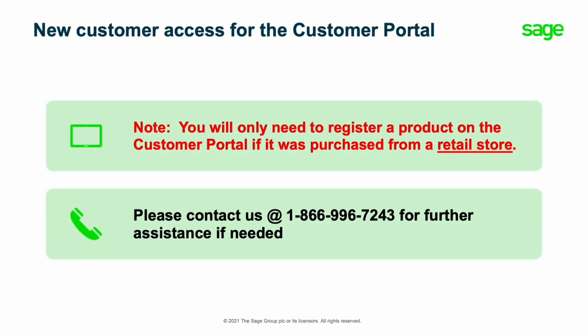If you are a new customer at Sage looking to register your software via the customer portal, only the following can be registered: Sage 50 US edition and Sage 50 Canadian edition. You will only need to register the product on the customer portal if it was purchased via retail store. This step is not necessary when buying directly from us at Sage, as the product will be registered for you under your customer ID and you will be sent an email containing your product serial number. If you need further assistance, please contact us at 866-996-7243.